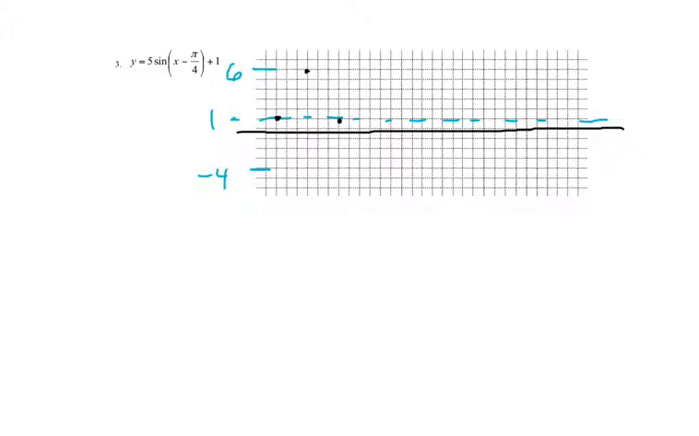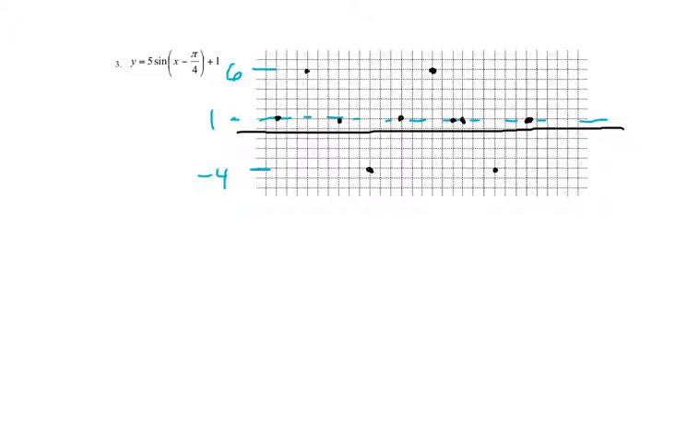1, 2, 3, to come down to my minimum value. 1, 2, 3, to come back up. 1, 2, 3, come back to my maximum. 1, 2, 3, down to my minimum. That wasn't 3, that's 3. Not minimum, sorry, the principal axis. 1, 2, 3, to go down to the minimum. 1, 2, 3, to come back.